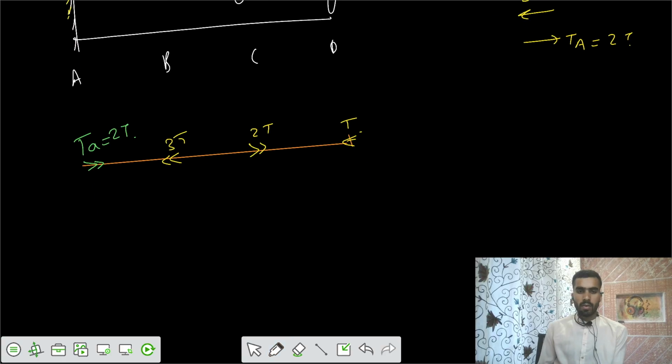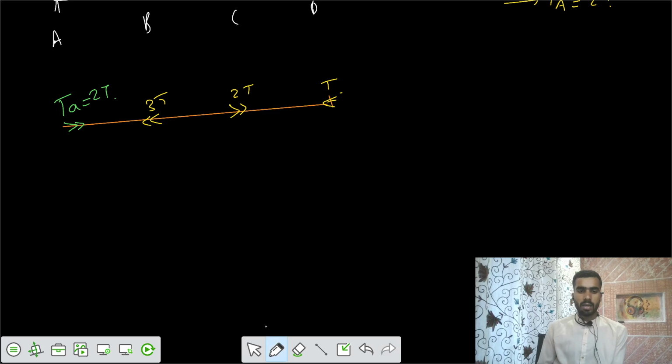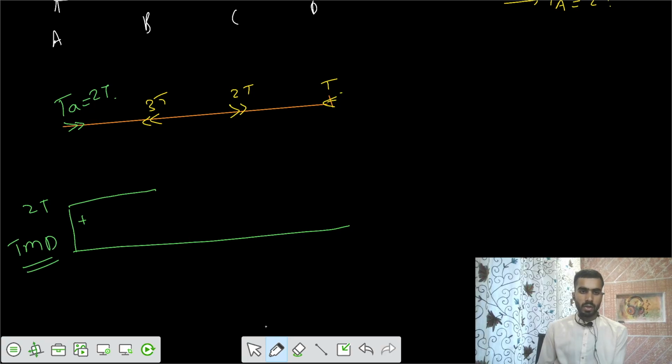Now if you want to make the torsional moment diagram, TA equals a positive 2T. Then after that it remains straight. This is the torsional moment diagram. Then after that you have 3T in the opposite direction. So for the final value, M2 minus M1 equals M external applied.